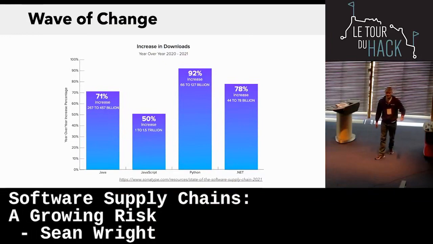What I have here is a snapshot from a company called Sonatype. Sonatype are kind of the de facto name in dependencies and third-party libraries. Every year they produce a report called, I couldn't remember the name of it, the State of the Software Supply Chain. They do that on a yearly basis. What this shows is the increase in the number of downloads. This was from last year's report, 2021, comparing it to the year before, 2020.